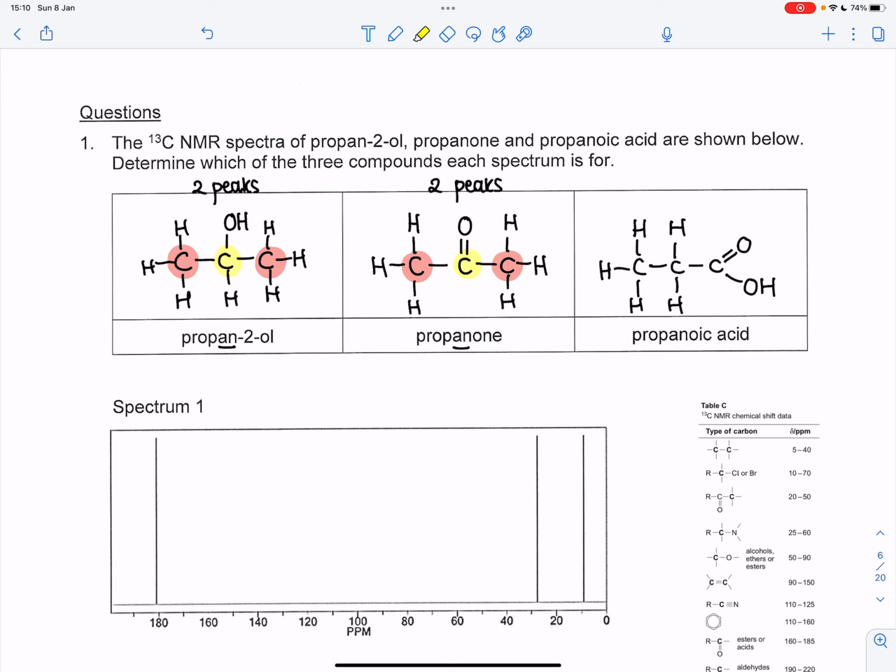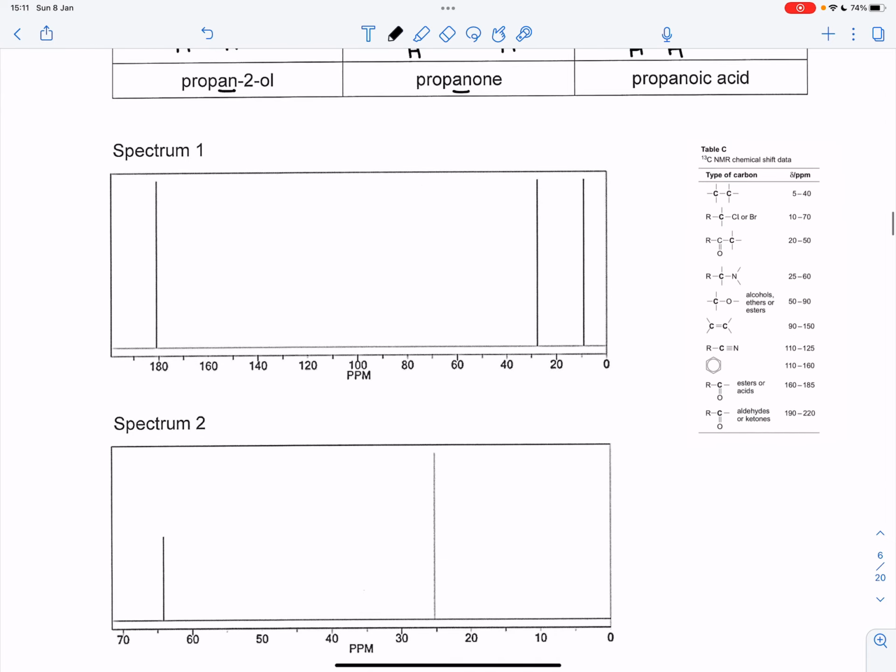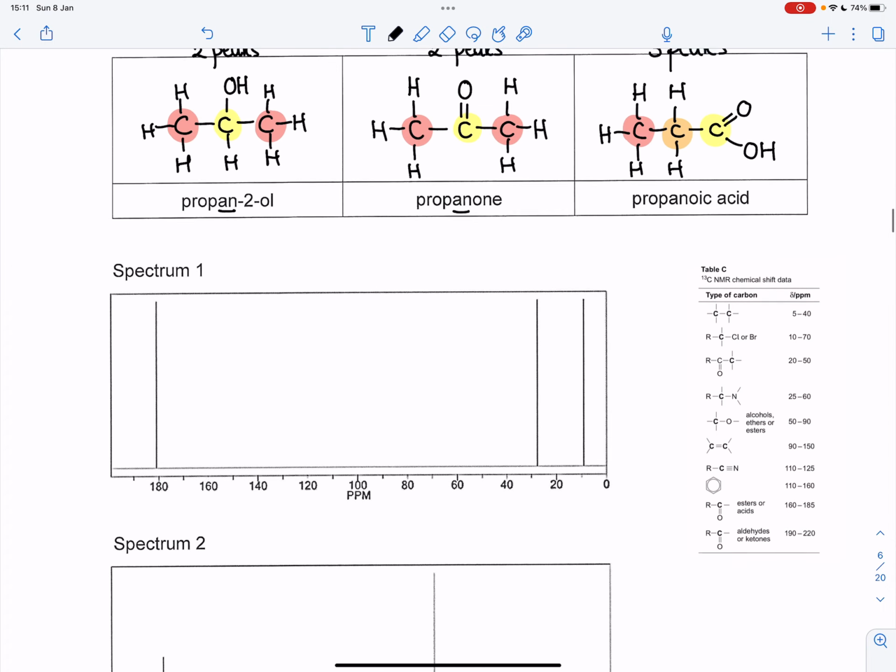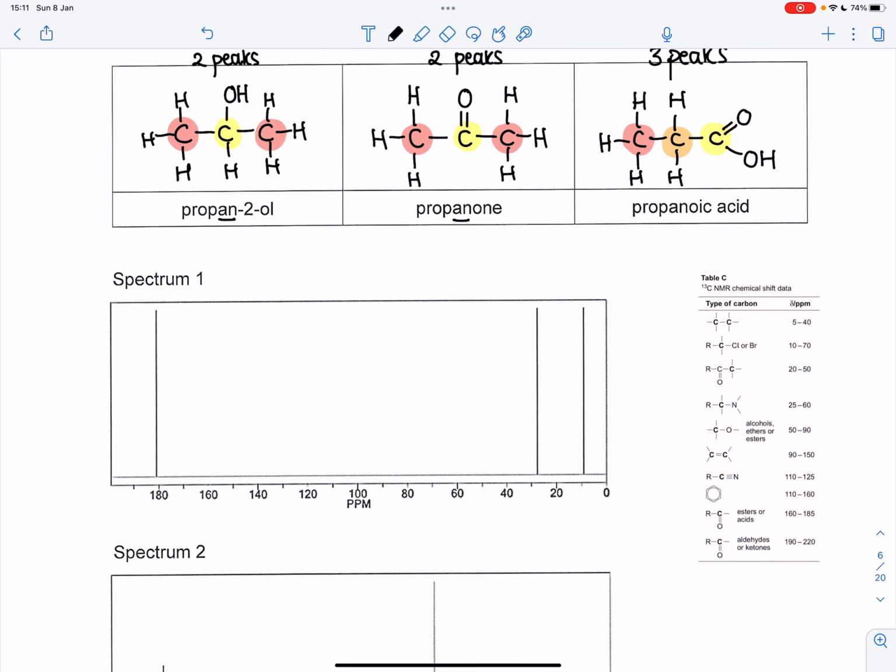If we then look at our propanoic acid, we can see that that one isn't symmetrical. So we've got 1, 2, 3 different types of carbon in propanoic acid. So we're going to end up seeing 3 peaks in propanoic acid, which means immediately, when we start to try to answer this question, we know that spectrum 1 of these 3 must be propanoic acid because it's the only spectrum we've got with 3 peaks. So I'm going to redraw propanoic acid, and then we're going to do a little bit more of a detailed explanation of why this spectrum matches up with what we'd expect.